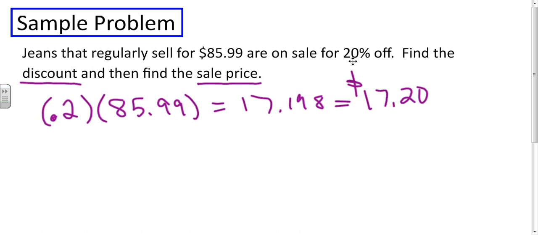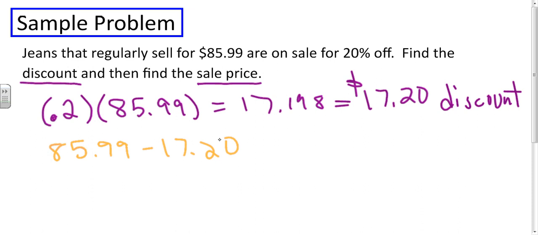But I want to find the sale price as well. This is just the amount of discount. So to find the sale price, all I have to do is take my starting price, $85.99, and subtract out that discount. And so I see I could get these jeans here for $68.79.